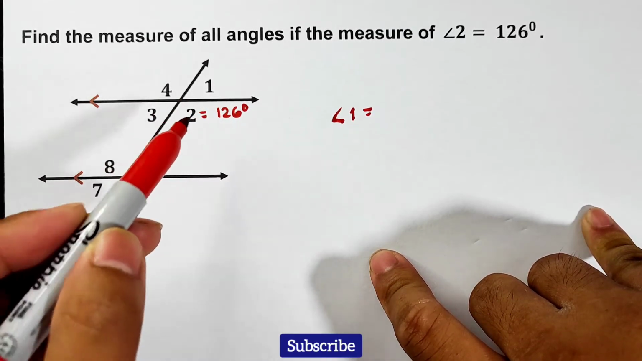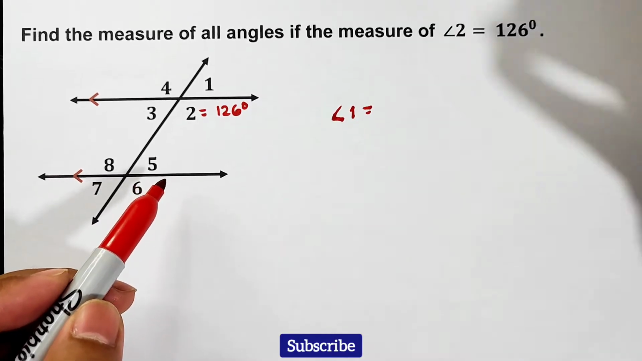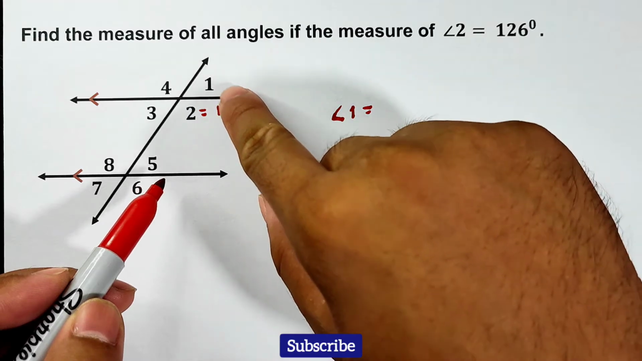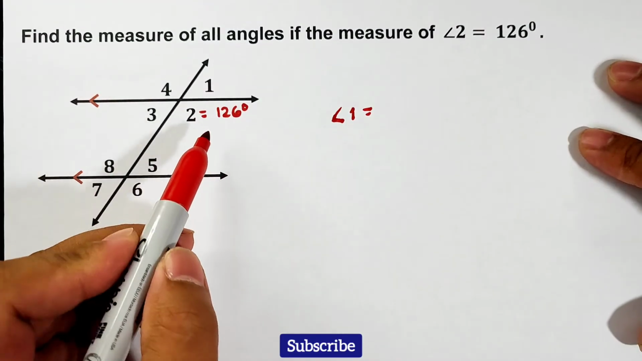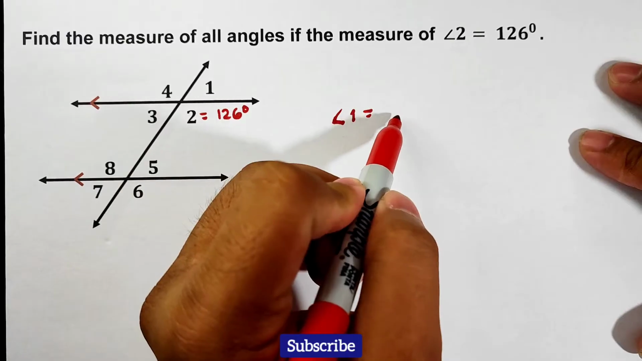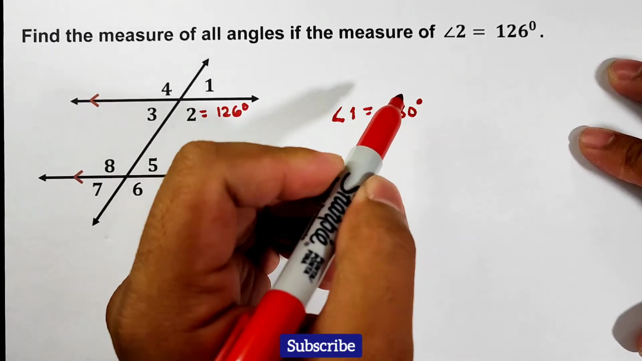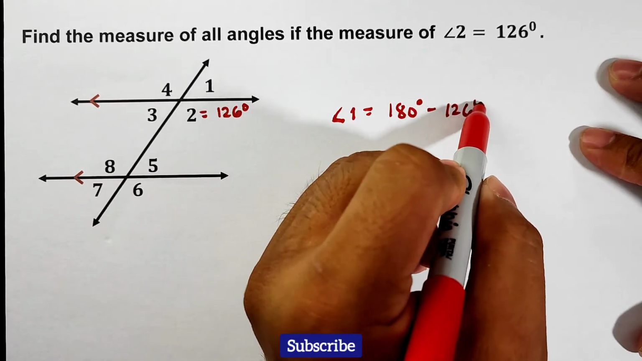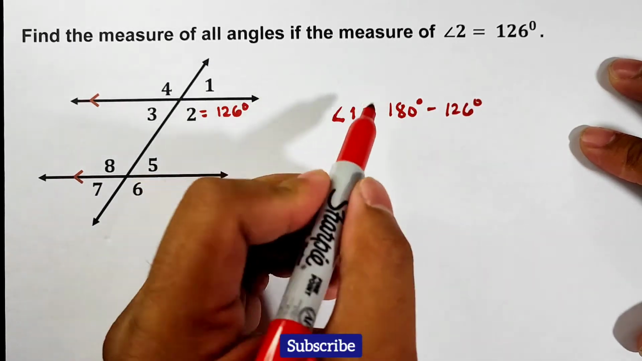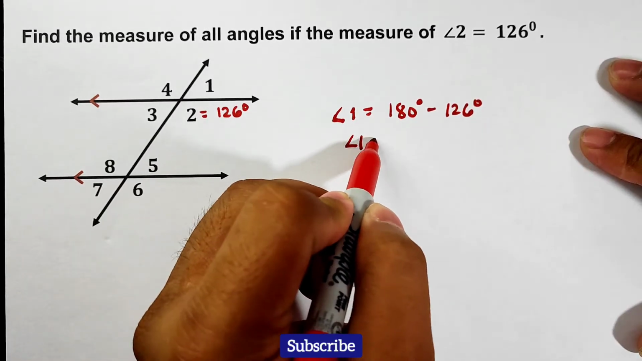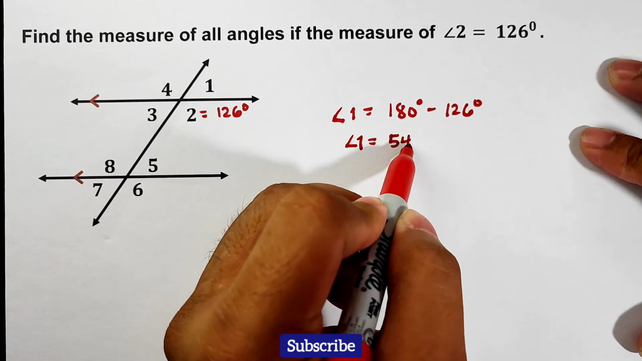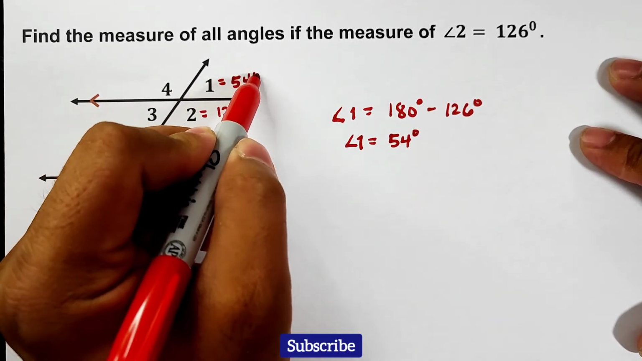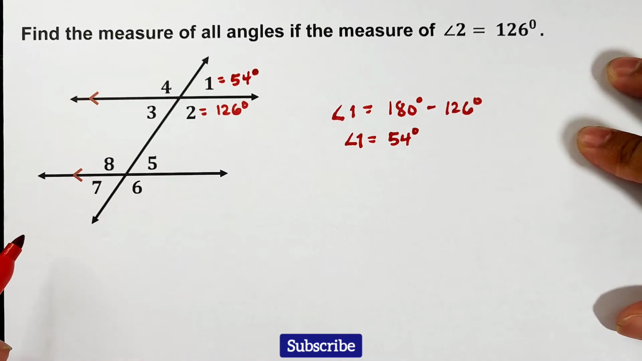As you can see, they are forming a linear pair. So the idea is that they are supplementary, meaning to get the value of angle 1, we need to subtract 126 from 180 degrees because of supplementary angles. So we have 180 minus 126 degrees. Subtracting these two, your angle 1 is simply equal to 54 degrees. And this is your angle 1, 54 degrees. Now let's move on with the other angles.